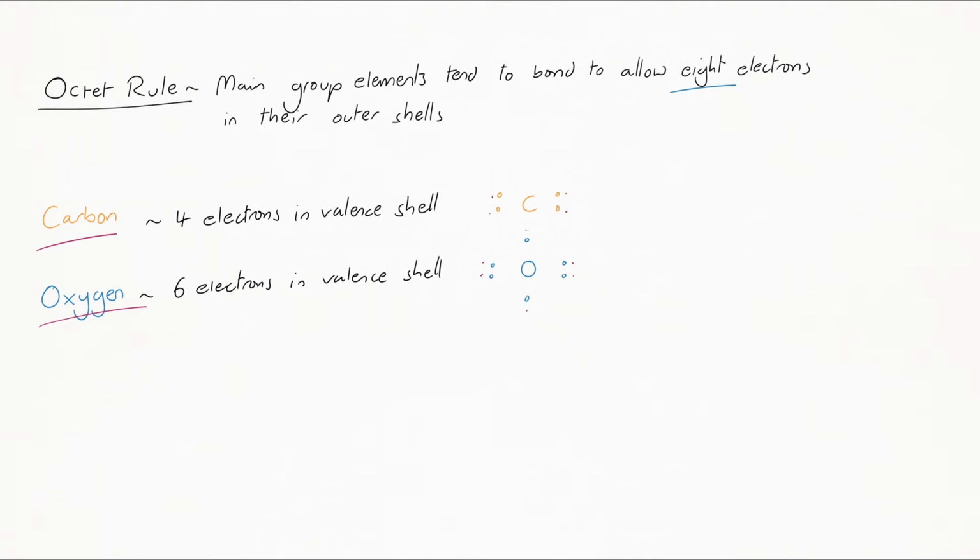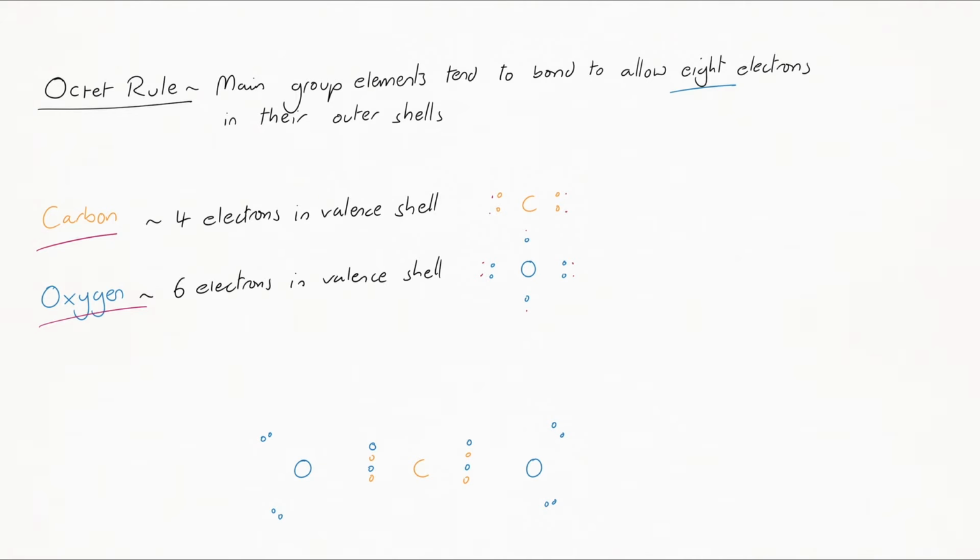One way it can do this is via something called a covalent bond. If we draw carbon again, with its 4 outer electrons, and we draw 2 oxygen molecules next to it, if these molecules share electrons, they can become stable.